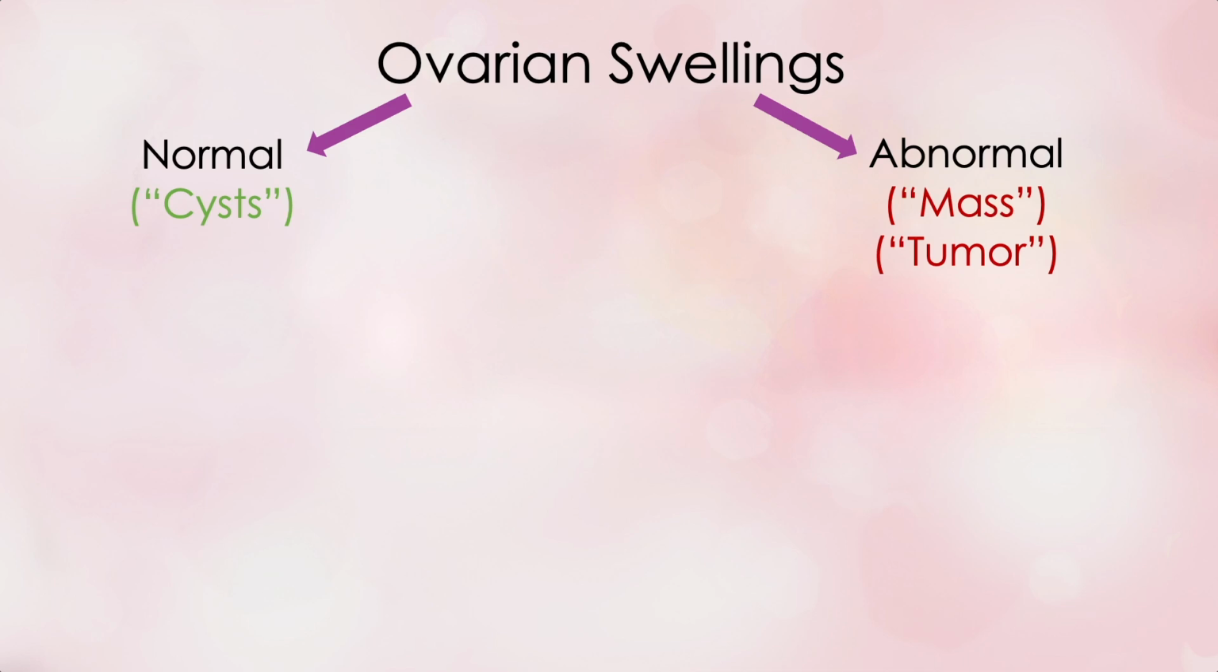The flow sheet so far depicts two categories of ovarian swellings. Normal, called cysts, and abnormal, called masses or tumors. I know thus far our flow sheet is just pitiful, but give it time. It will become much more interesting and very useful shortly.